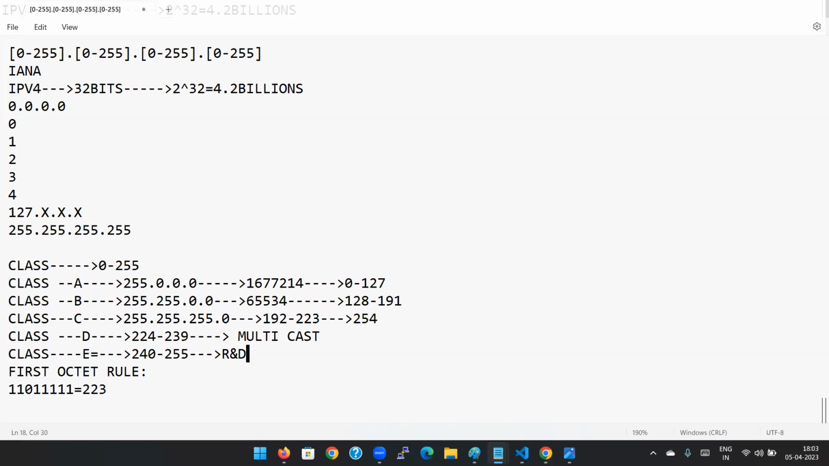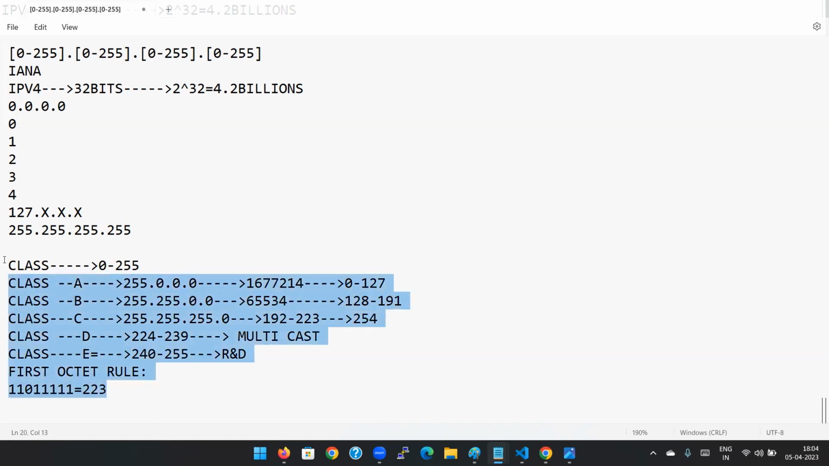So that's about the different classes of IP addresses, and for every class you have a default subnet mask. You can also change that default subnet mask. In class B, the default subnet mask is 255.255.0.0. Now my network engineer came to me and said 65,000 devices cannot be managed. You have to divide this very big network into smaller networks.